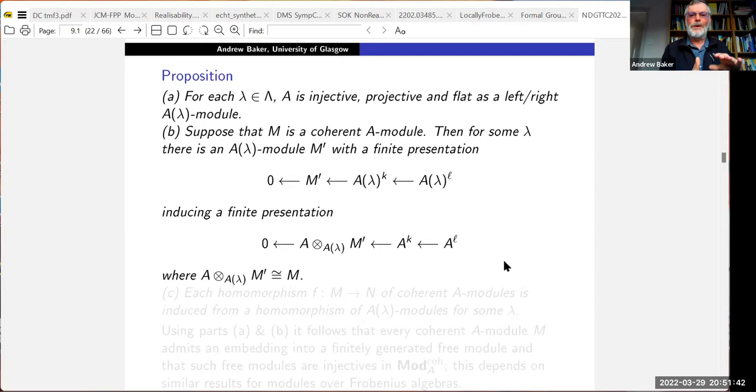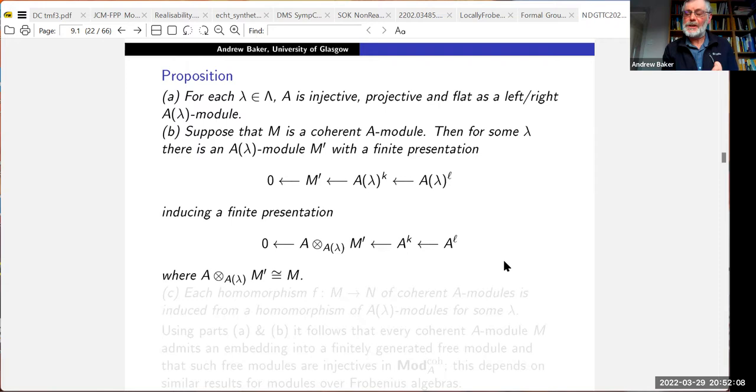Now, this is something that topologists, such as Bob Bruner, use a lot in calculations and writing software. When you work with coherent modules over, say, the Steenrod algebra, this is a really important fact: you can work with finite presentations, not just over A, but over some finite dimensional subgadget.